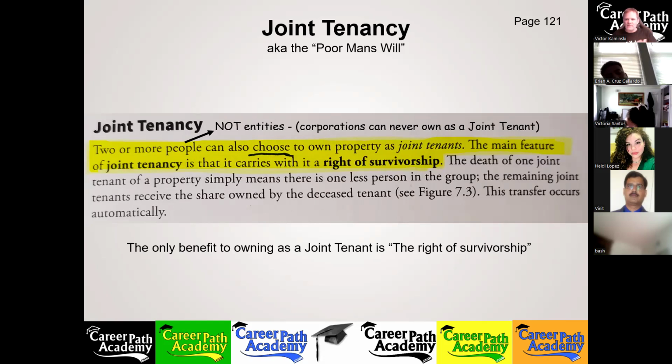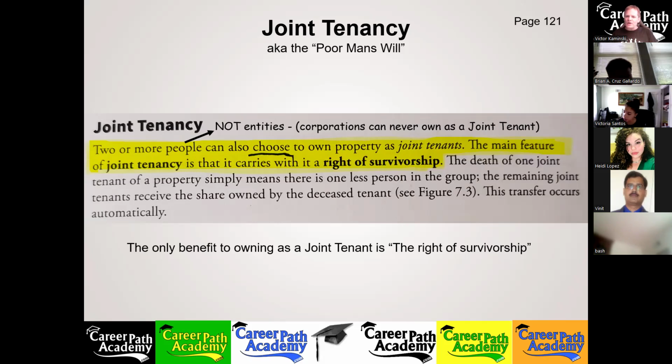A corporation can never be an owner in a joint tenancy situation. The reason being is because corporations never die, right? People die. Corporations don't. When they want to get shut down, they get dissolved, but they don't die. You could have a CEO of a corporation and they die, they just get replaced with another CEO and the corporation lives on. So it would always be the last man standing, so to speak, which is why a corporation can never be an owner as a joint tenant.